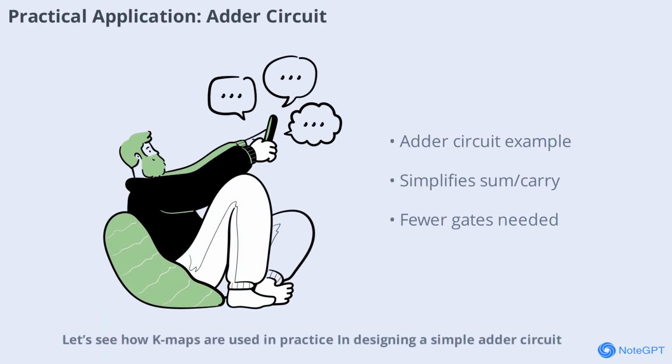See how K-maps are used in practice. In designing a simple adder circuit, you can use a K-map to minimize the logic for the sum and carry outputs. By grouping ones in the map, you derive the simplest Boolean expressions which translate directly into fewer gates in the physical circuit. This approach is common in digital electronics design.